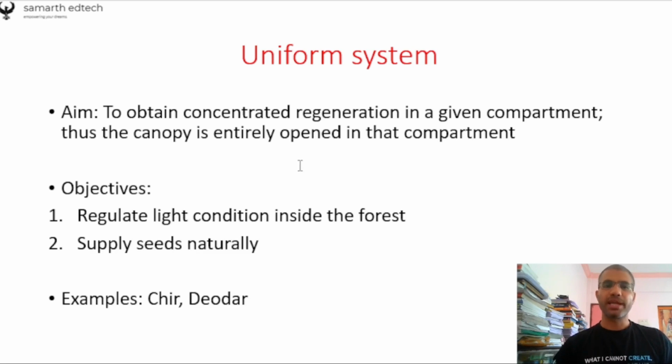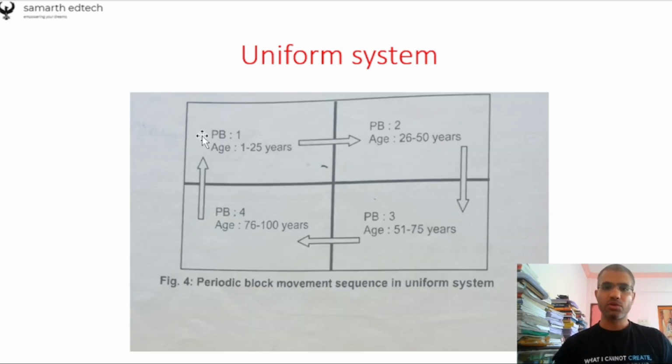So let's go back again to this particular diagram. Over here, what happens is, in the first 25 years, when we consider the periodic block 1, the regeneration felling or the regeneration cycle will be carried out in this particular periodic block itself. So when the new crops or the new forest will come over here in this periodic block, it will be even aged. Please retain this particular fact in your mind that the crop that will come in the periodic block 1 will be even aged.